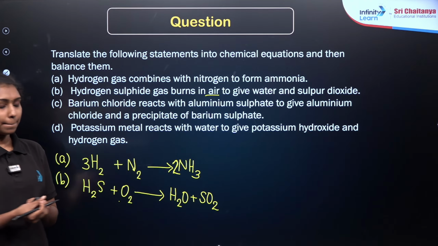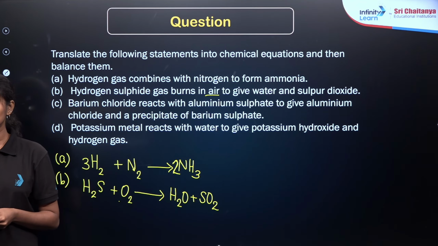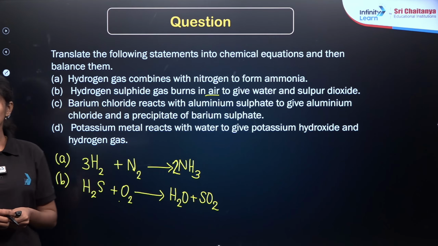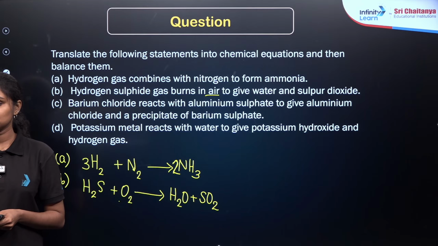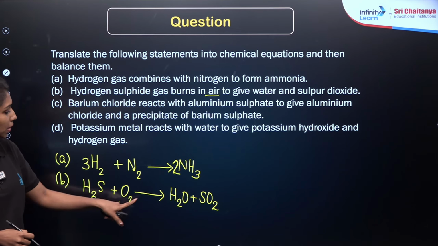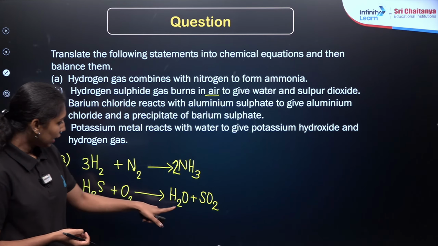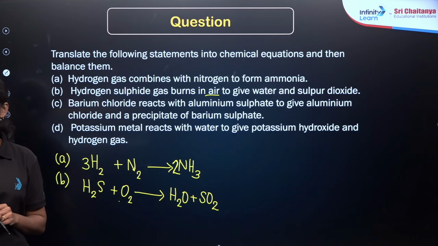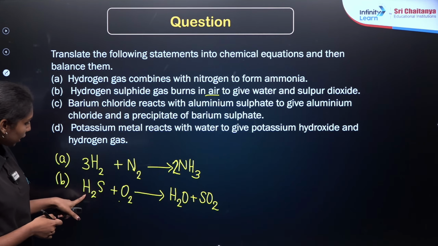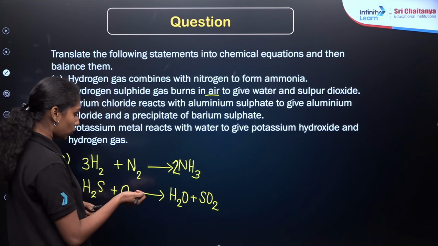How can we balance here? H2S plus O2 gives H2O plus SO2. So what is the number of oxygen here? Here it is 2 and here it is 2 plus 1, 3, right? I hope you are getting my point. Now what we can do here: hydrogen is already balanced. We need to focus on the number of oxygen atoms, right?